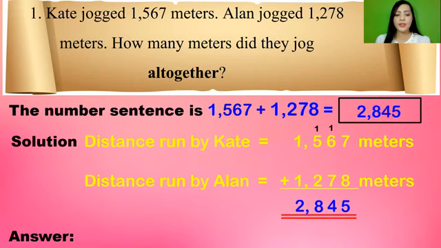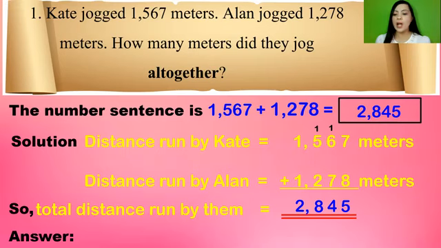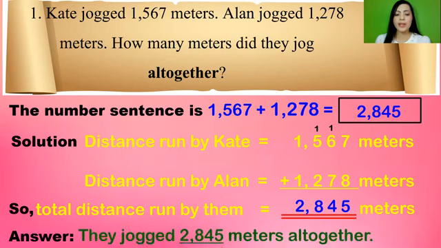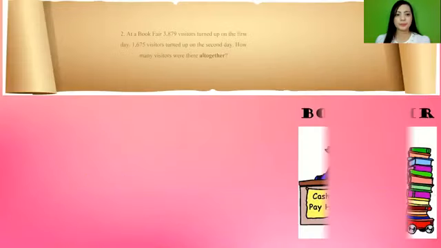So, the answer is, the total distance run by them is 2,845 meters. So, the answer in a complete sentence: they jogged 2,845 meters altogether. Okay, let's proceed to number 2.